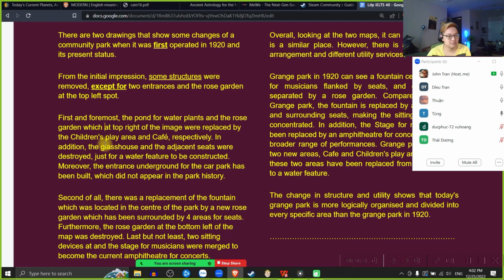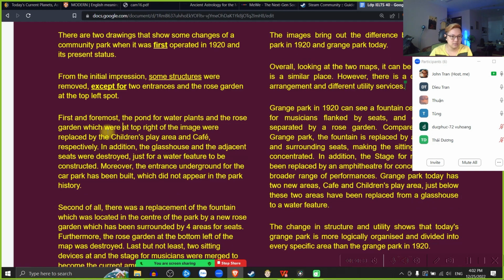Which were nha. mà lúc đó đã ở cái phần phía trên bên phải, which were at the top right, which were at the top right of the image. Mình đã quan hệ xác định là bộ nghĩa cho cái rose garden. This one give information about rose garden. Or it can give information about both of these things. Có thể cho thông tin về cả hai cái này luôn.